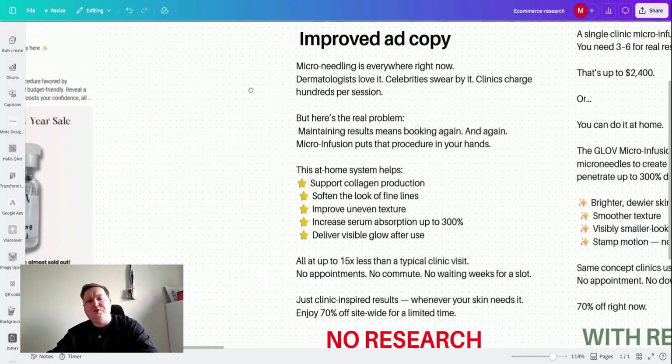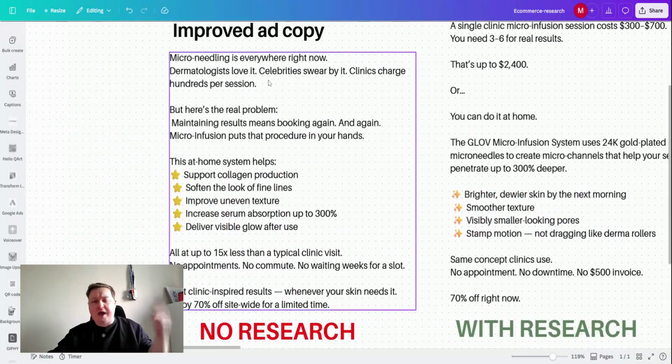And I think that if we were to improve the ad copy, right, without any additional information, we can improve it like this. Microneedling is everywhere right now. So everybody who's already on Meta, for example, they're scrolling and they're into microneedling. They've been looking into it. I think that's something that can hook them. They might be like, oh, yes, it is. Let's keep reading, whatever, right? You can improve this, whatever.